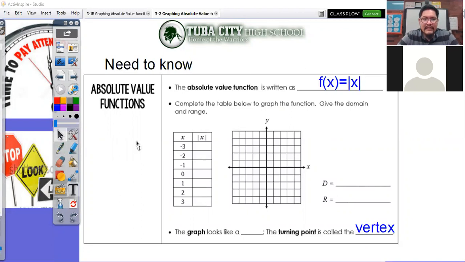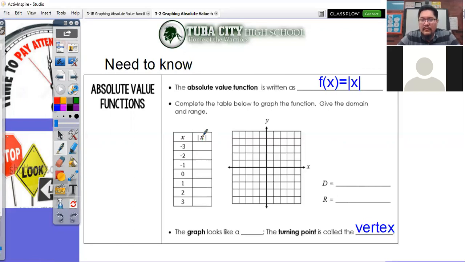So let's see what we have here. Complete the table below and graph the function, and then give the domain and range. All right, so they give a basic function, which is this thing here, sometimes called the parent function, which is the most basic form of that type of function.